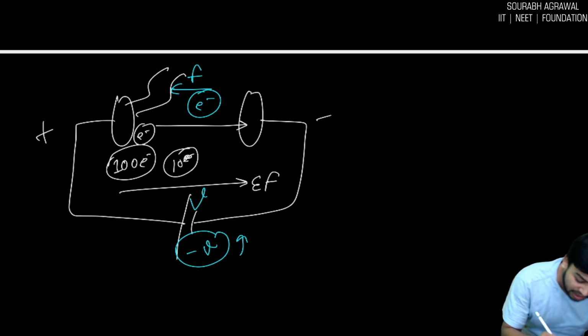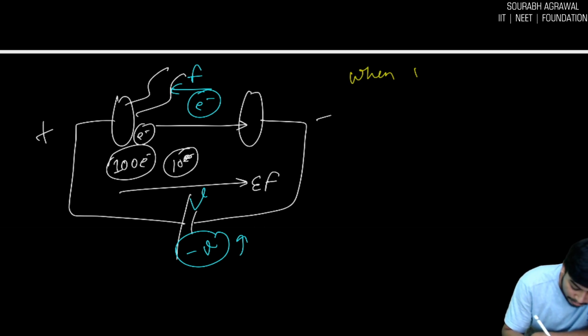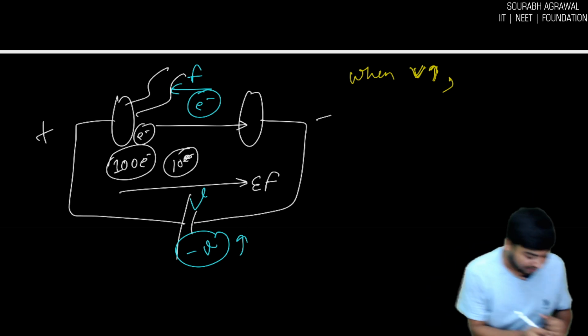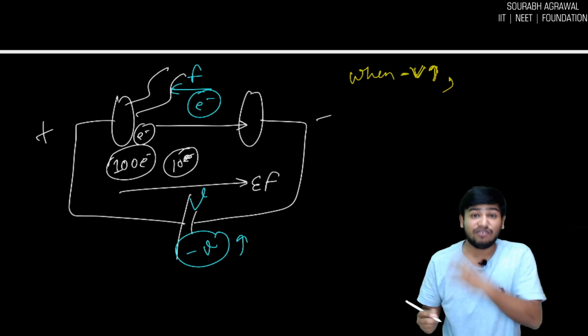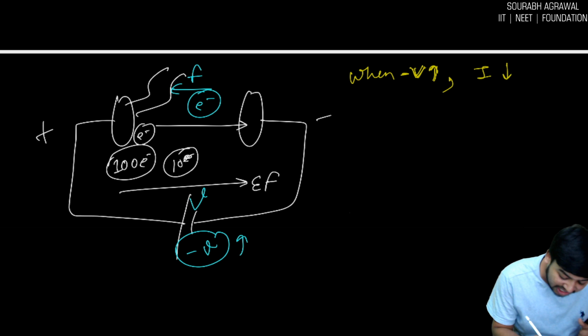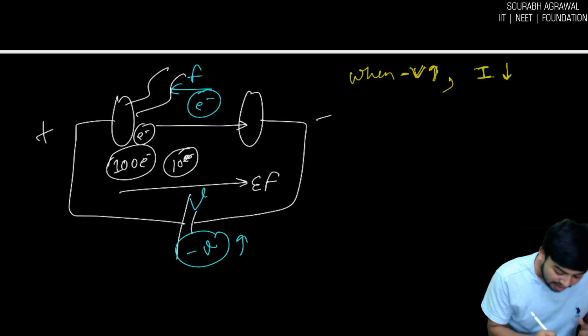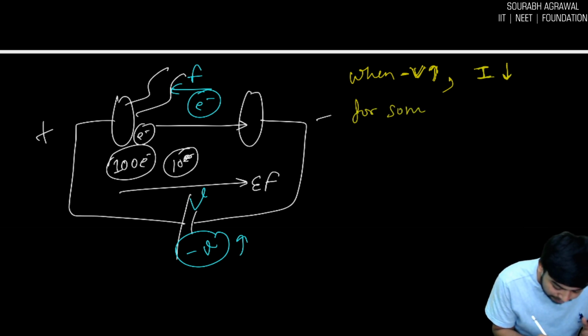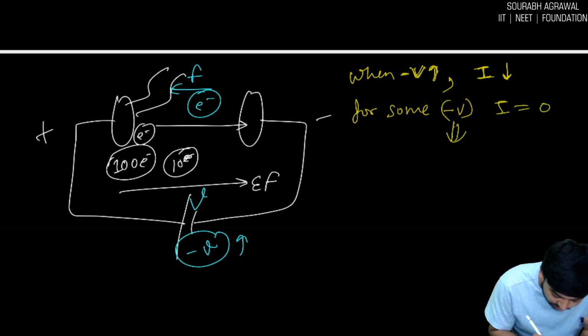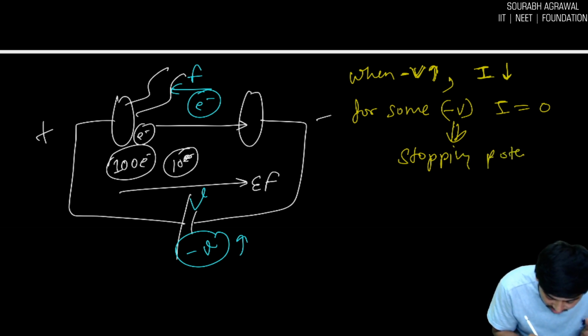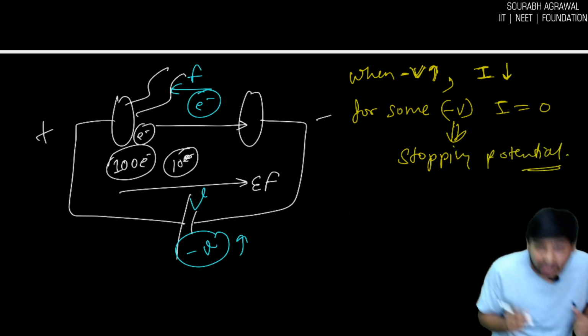So what is happening when V is increased in negative, when minus V is increased? Current is decreasing. For some minus V, I becomes 0. This potential is known as stopping potential. Are you getting my point?